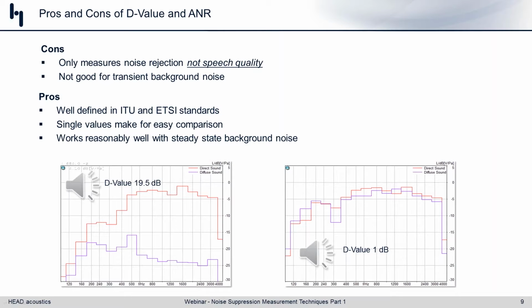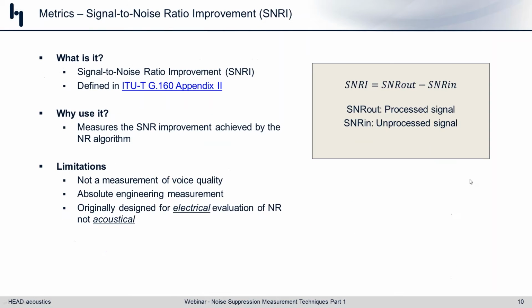All right, so clearly there's a difference in how much background noise is transmitted. And what you could really consider these d-value and A&R metrics, it's a very crude way to evaluate signal to noise ratio in a device.